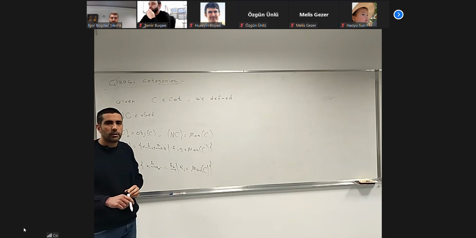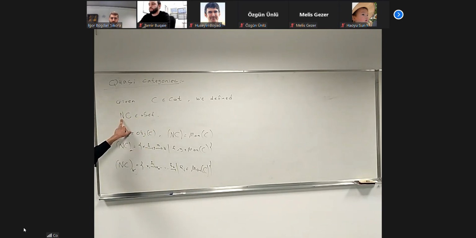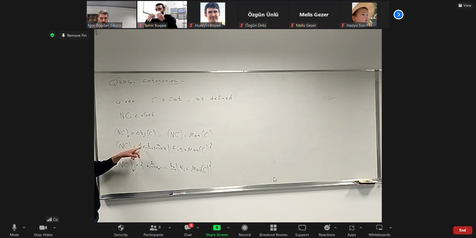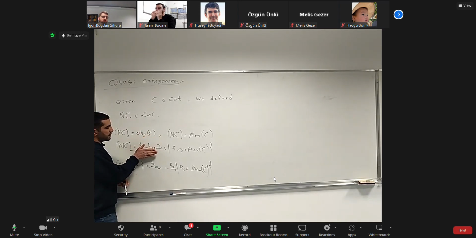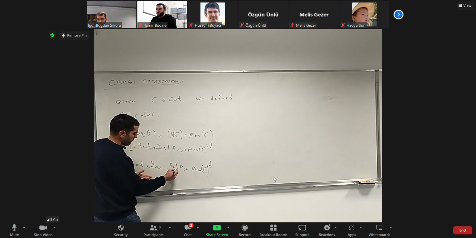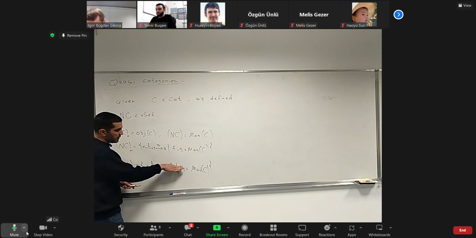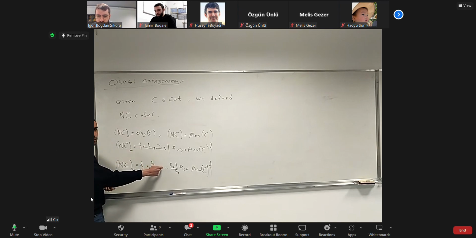Okay, so this is the nerve of a category. This gives us a simplicial set. Let me remind you what the face maps and the degeneracy maps are. From here to here, D0 is when we remove the first one, D2 when we remove the last one, and D1 when we take the composition. The same holds for K: for D0 I remove the first morphism, for the last face I remove the last one, and for the inner faces I compose something in the middle.